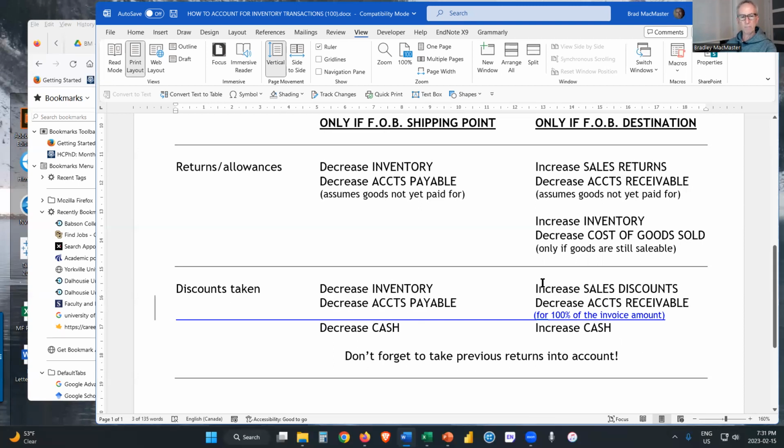And a similar type of transaction happens if we're the seller. The only difference is that we track the sales discounts just like we track sales returns in a separate revenue account called sales discounts, okay?